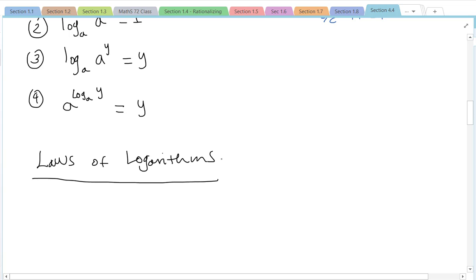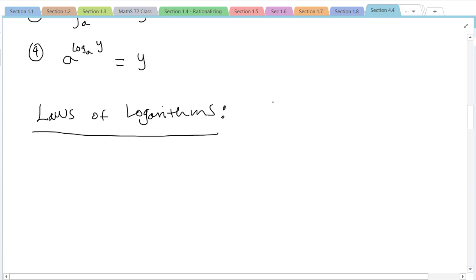In the laws of logarithms, remember logs are exponents. Just to give you an idea, with exponents, if you have a to the x times a to the y, what do we do when you multiply the same bases? We add the exponents, so I get a to the x plus y. When we divide the same bases, we subtract the exponents, and so on. So the properties of logarithms, because logs are exponents, come from our properties of exponents.